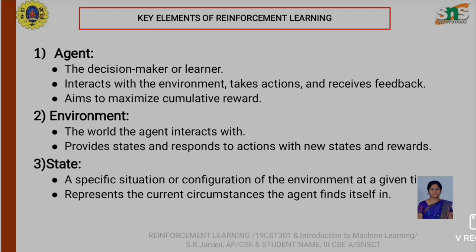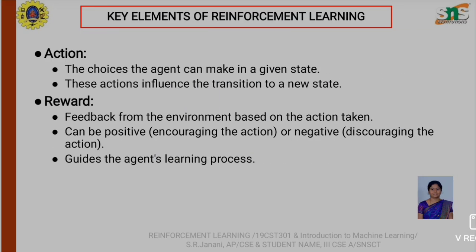The world the agent interacts with is called the environment, which is the second element of reinforcement learning. It provides states and responds to actions with new states and rewards. The third element of reinforcement learning is state. It is a specific situation or configuration of the environment at a given time. It represents the current circumstances the agent finds itself in.